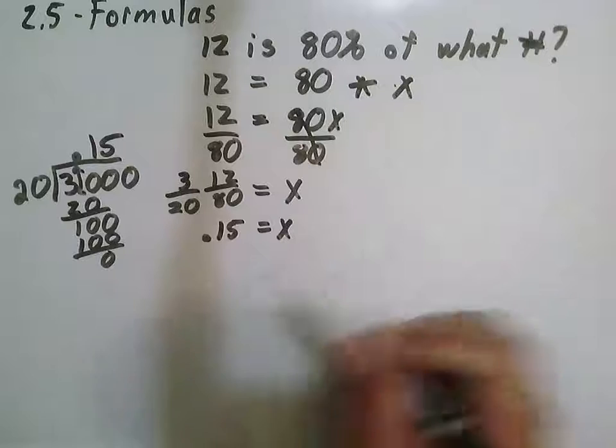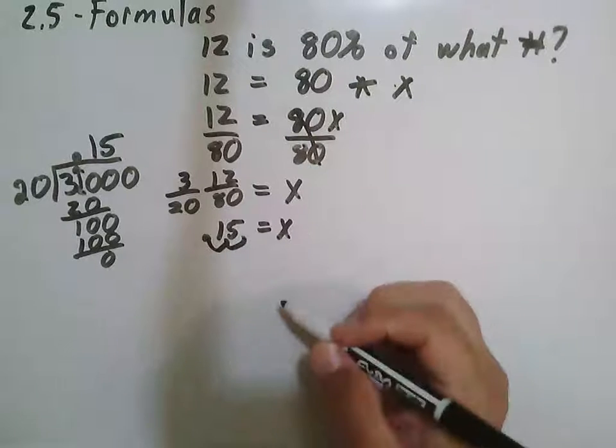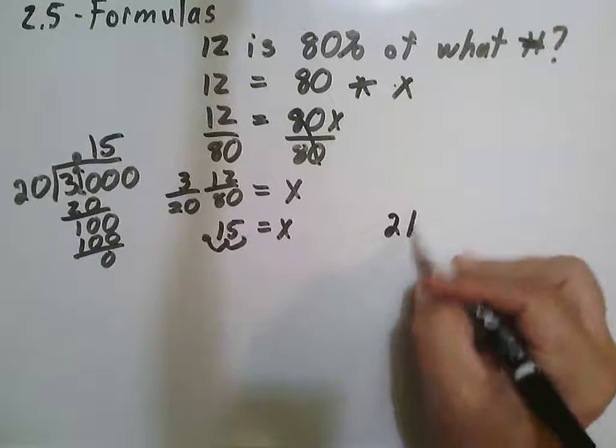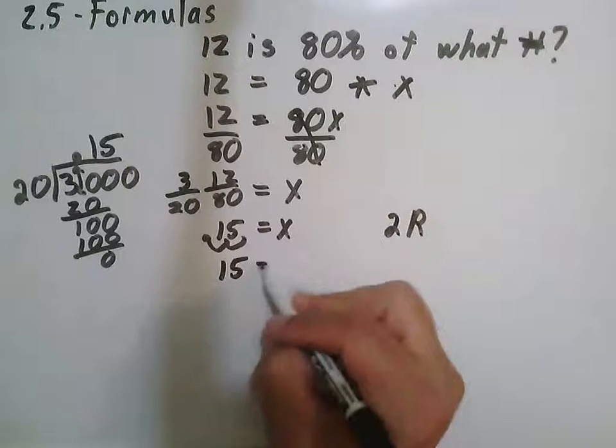Now, remember, the last thing that we covered also, if it says what number and it gives you a percentage and you're going to a number, the last thing you're going to do is move your decimal 2 to the right. And this is going to be 15.